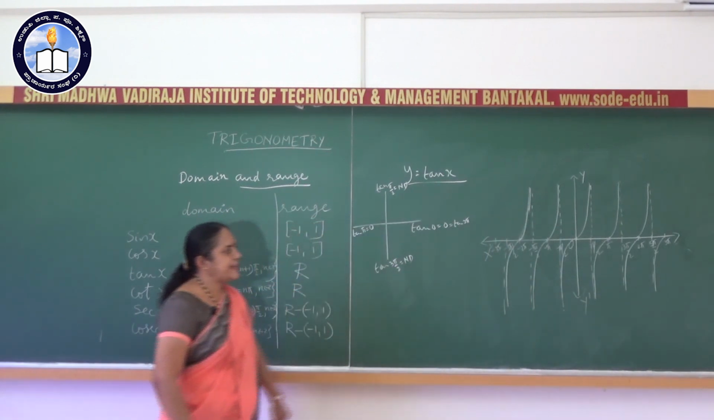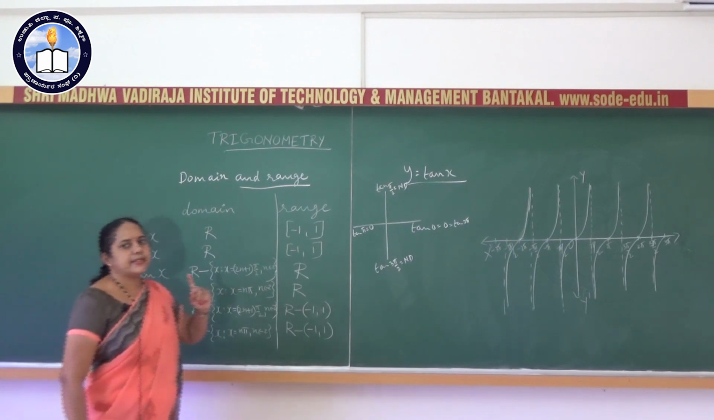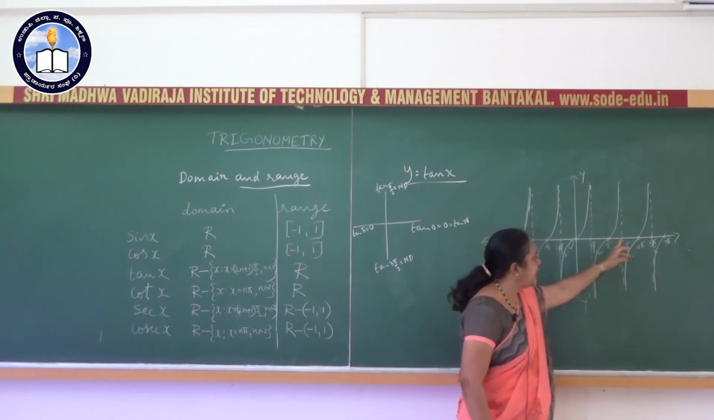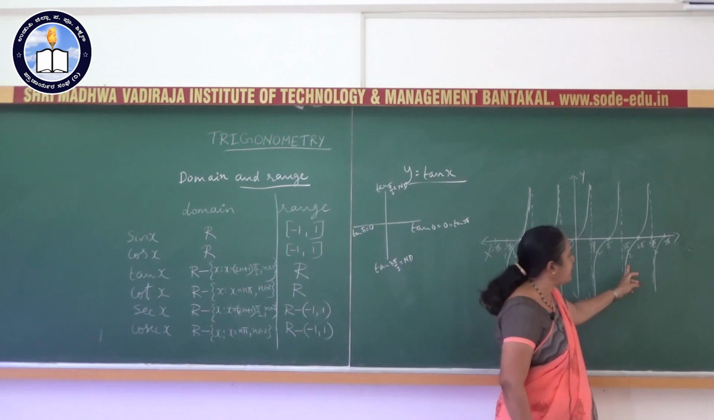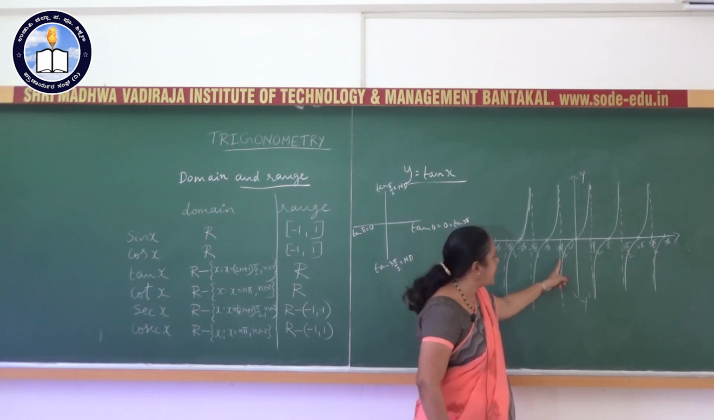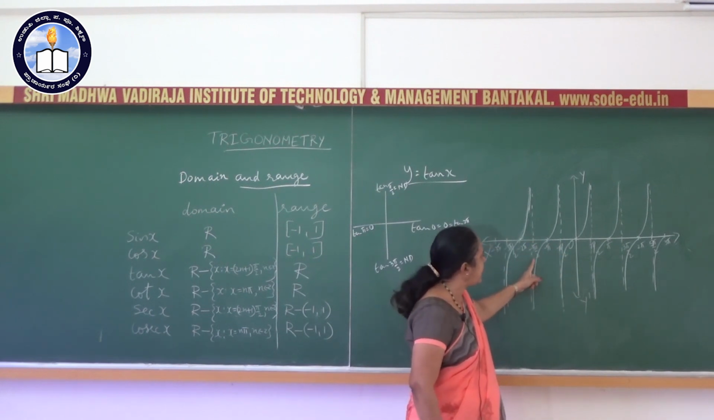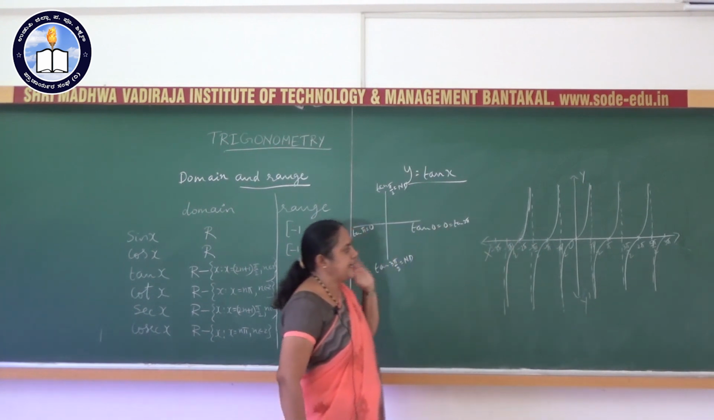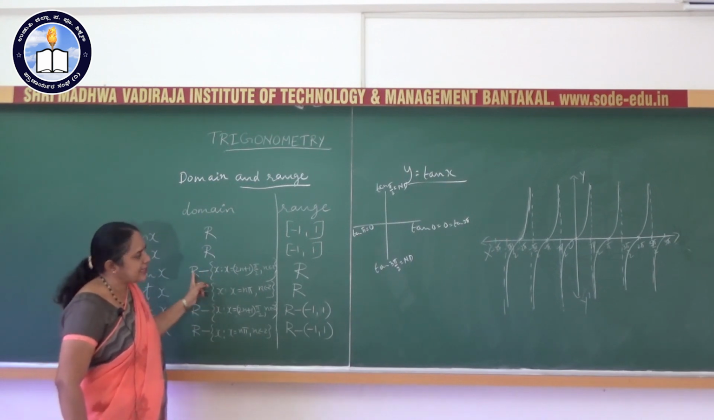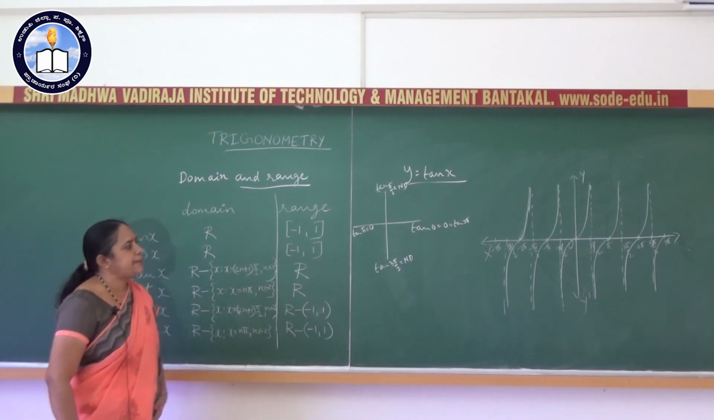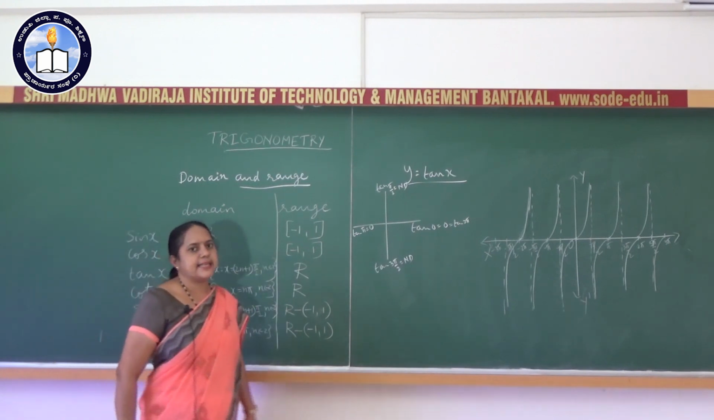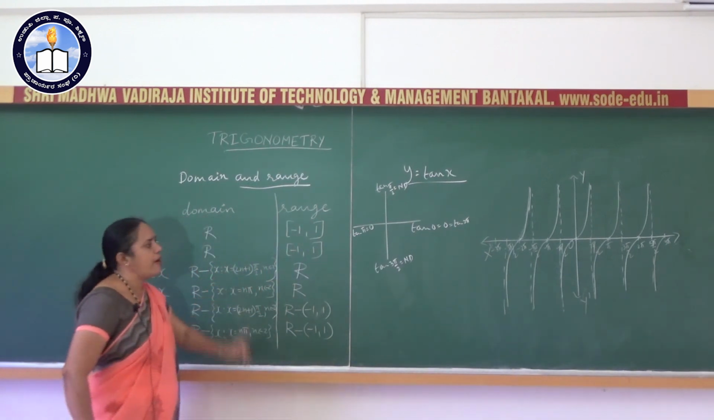From the graph, it is clear what the domain of tan x is. Tan x is defined for all x except x is equal to pi by 2, 3 pi by 2, 5 pi by 2. Similarly, tan x is not defined for x is equal to minus pi by 2, minus 3 pi by 2, minus 5 pi by 2, etc. So tan x is defined for all real numbers except x is equal to (2n plus 1) into pi by 2. For all odd multiples of pi by 2, tan x is not defined. So that is the domain of tan x.